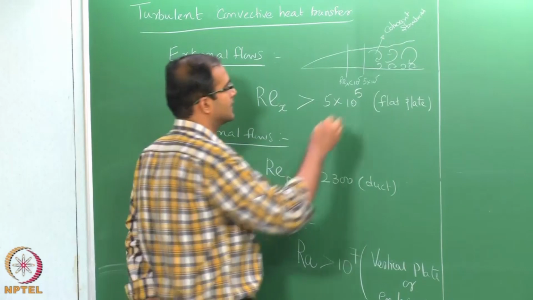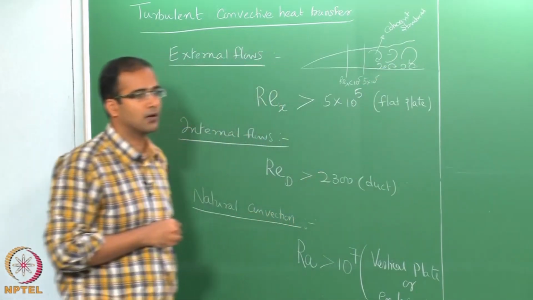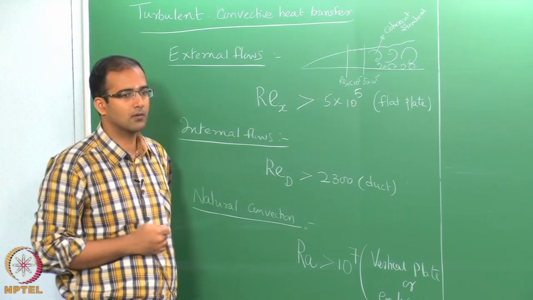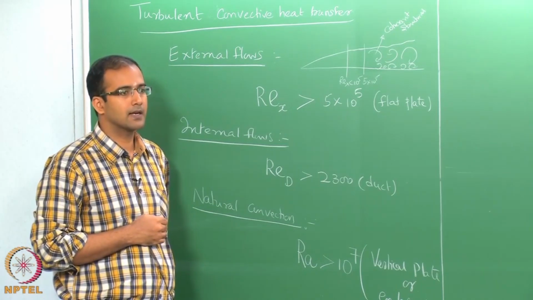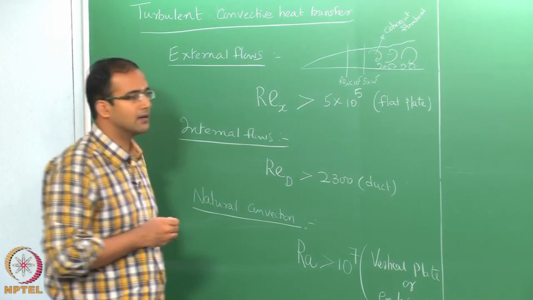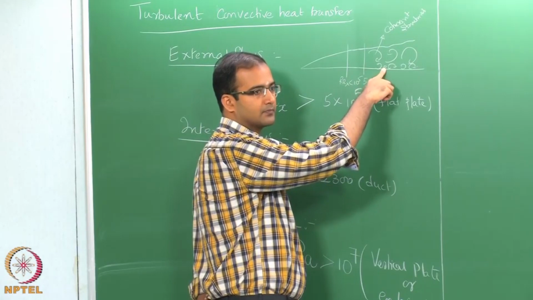The smallest eddy will naturally lie closer to the wall. As you go from the turbulent boundary layer edge towards the wall, the size of the eddies will naturally become smaller and smaller, and finally close to the wall the flow will be only laminar.